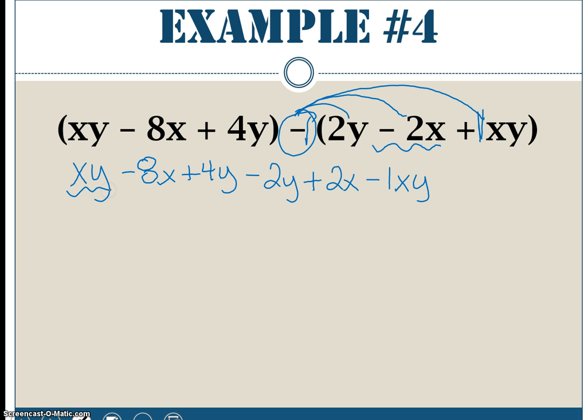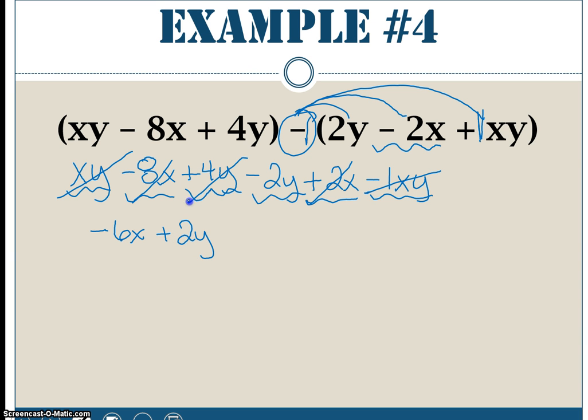Now I combine like terms. Well, I'm looking for xy's. There's one at the beginning and one at the very end. The first one's positive and the second one's negative, so 1 and negative 1 make 0, so these just cancel out or eliminate each other. Then I'm looking for my x's, so I've got negative 8x and a positive 2x, and I get negative 6x. Then I've got a positive 4y and a negative 2y. Together, that makes 2y. And this one doesn't simplify any further, so you've got negative 6x plus 2y.